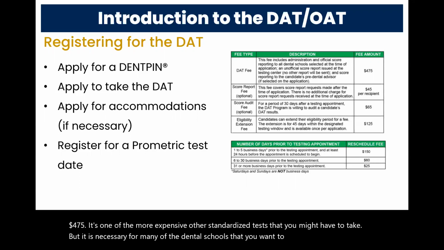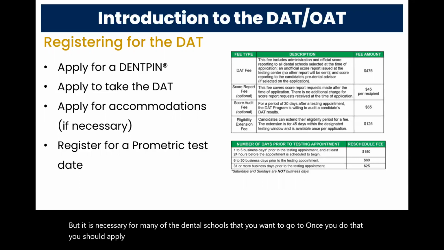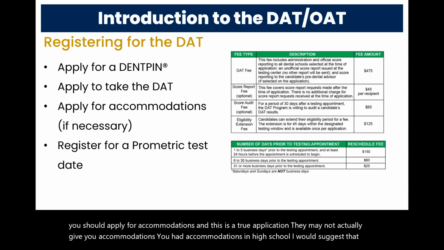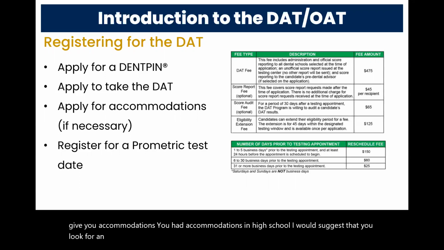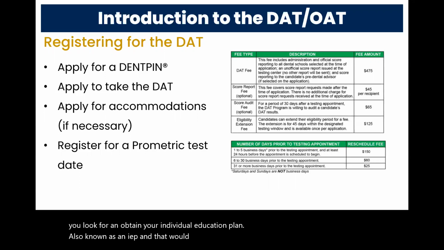Once you do that, you should apply for accommodations. And this is a true application. They may not actually give you accommodations. If you had accommodations in high school, I would suggest that you look for and obtain your individual education plan, also known as an IEP. And that would be really good documentation for getting accommodations.